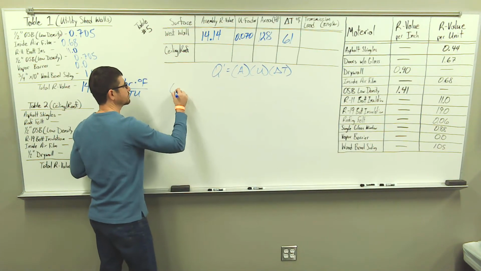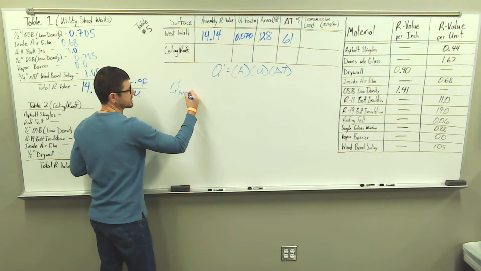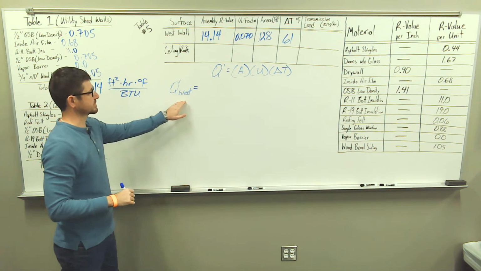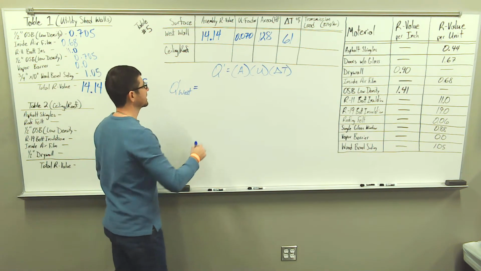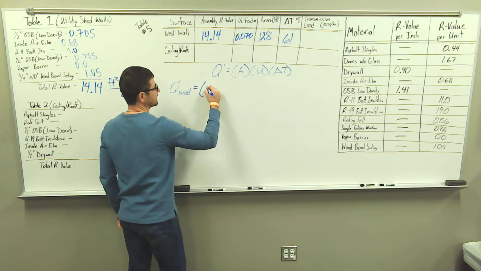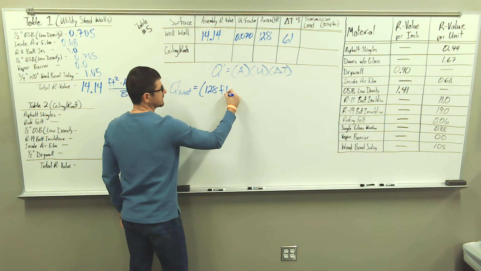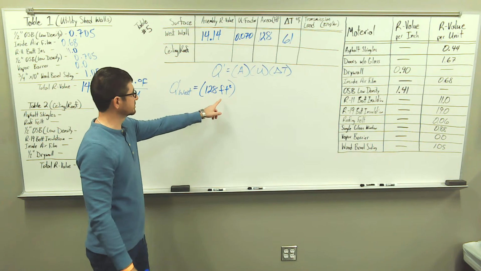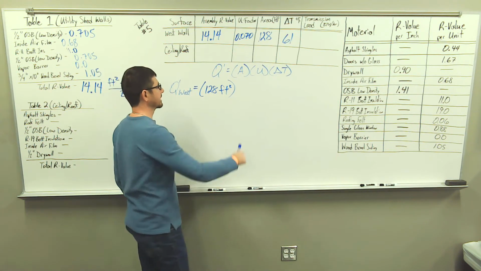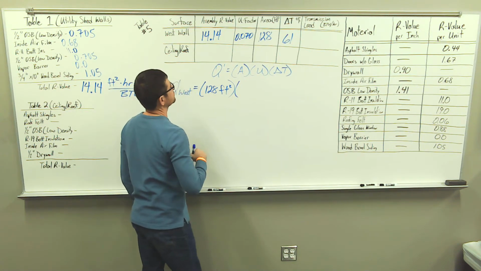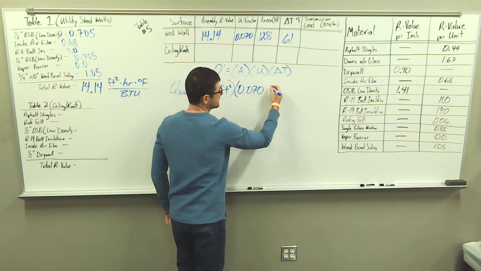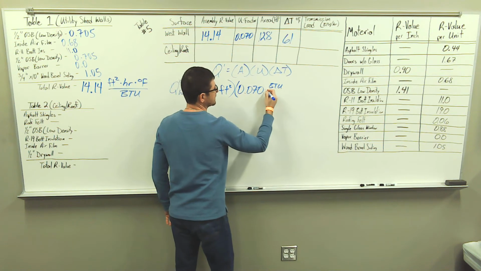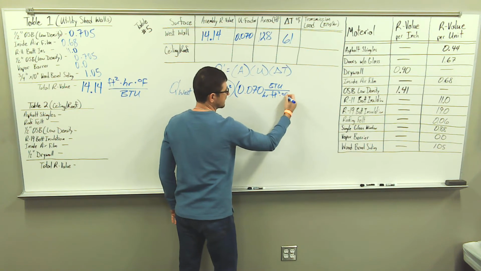All right, so I have Q prime, and I'm going to use the subscript of west to help describe that we're calculating the transmission load through the west wall. My area, we'll use our calculated value, 128 square feet. Please remember to write your units down here. Now our U factor, 70 thousandths, and this is going to be British thermal unit per hour times square foot times degree Fahrenheit.